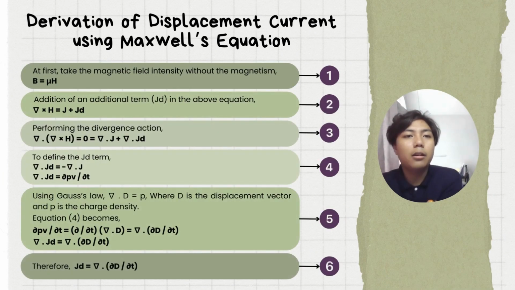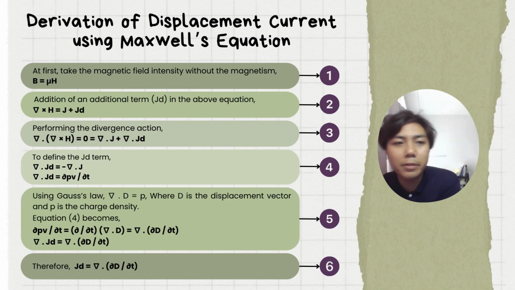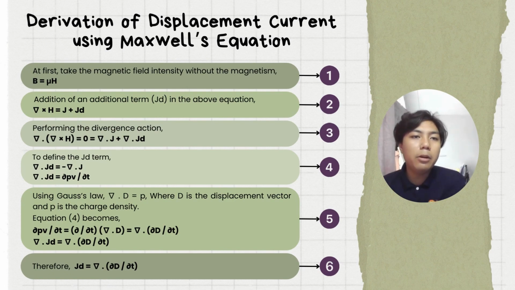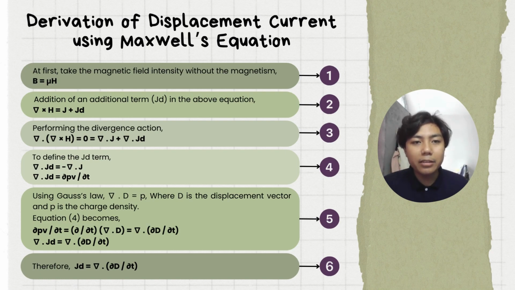Okay, to the last part for the Maxwell equation with displacement current. For the last part, we will derive the displacement current using Maxwell's equation. Maxwell adjusted the main relation of Ampere's second law with an additional term. So we derive the equation by using Maxwell to get the displacement current. At first, we take the magnetic field intensity without the magnetism, B equal to mu H, and then add an additional term JD in the above equation. So the equation will become curl cross H equal to J plus JD.